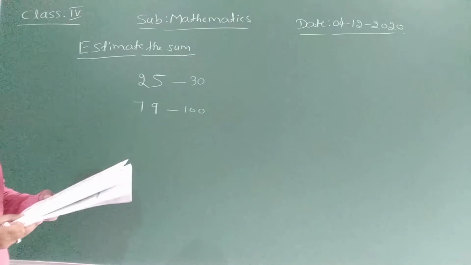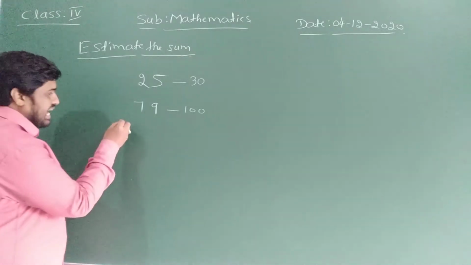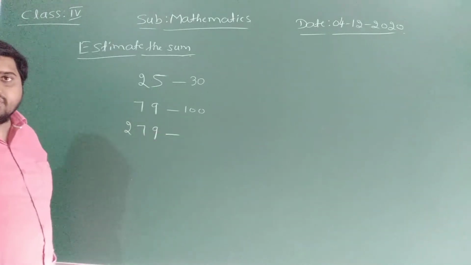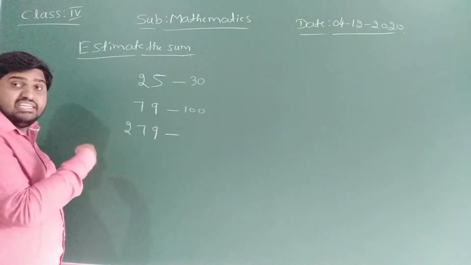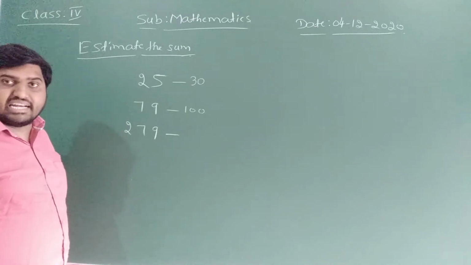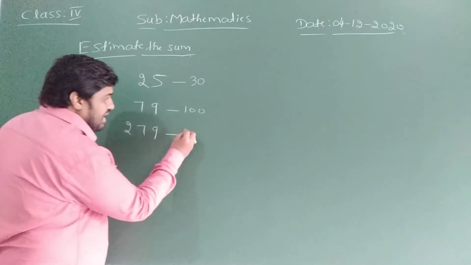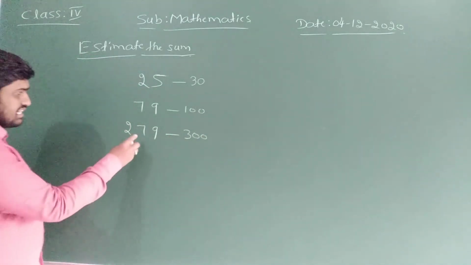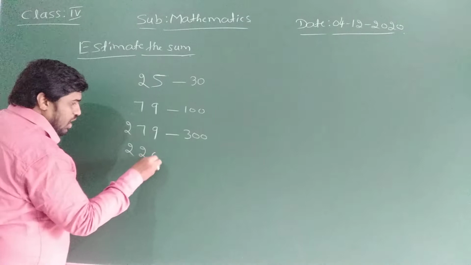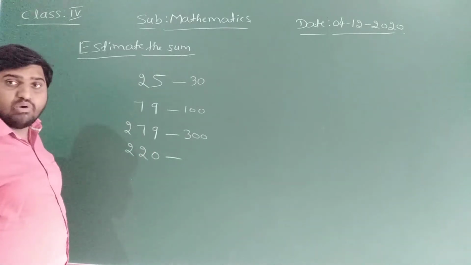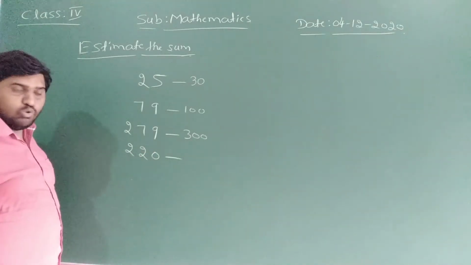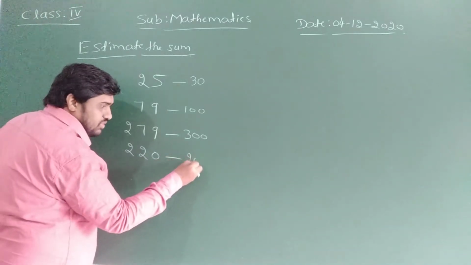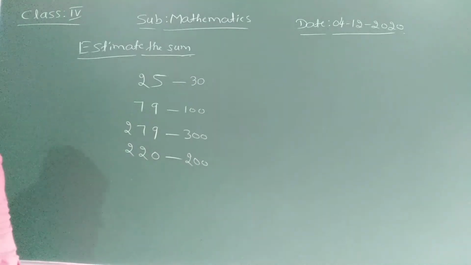Okay, now similarly I will take one more example. 279 is there. How to round off this to the nearest 100? 279 is near to 300, right? Therefore, we have to round off this as 300. Now similarly children, 220. How to round off or estimate? How to estimate 220? 220 is near to 200. Okay, now we have to round off like this.